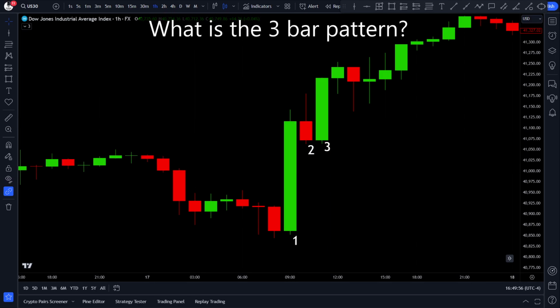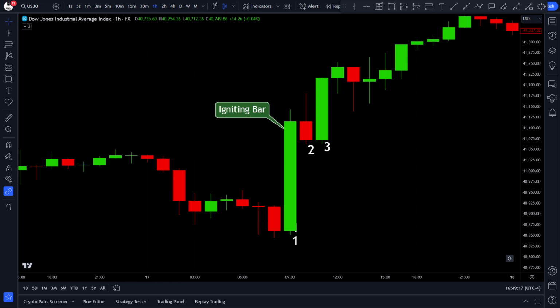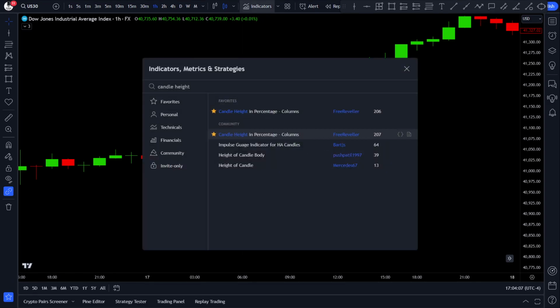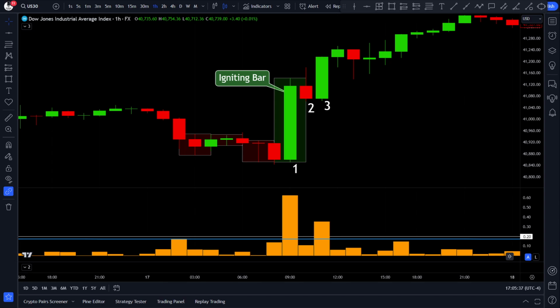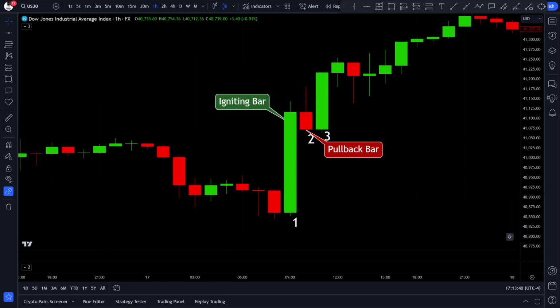For long positions, we are looking for a very specific candle formation. First, the igniting bar. This is a candle with a relatively large body. To objectively identify this, I use the candle height in percentage indicator. For example, on the US30 1-hour chart, an average candle body is around 0.2%. So, for the igniting bar, we are looking for a candle with a body that's at least 0.2, but preferably 0.3% or above.